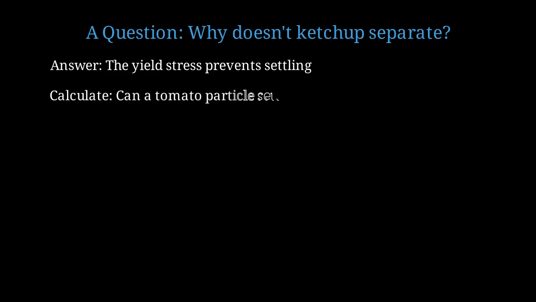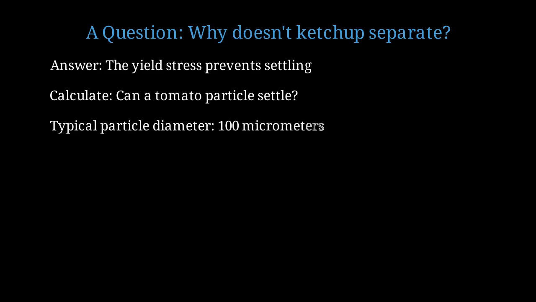Let's calculate whether a tomato particle can settle through ketchup. A typical tomato particle has a diameter of about 100 micrometers, or 10^-4 meters. The gravitational force on the particle is 4/3 π r³ times Δρ times g, where Δρ is the density difference. For our particle, this gives approximately 5 times 10^-10 newtons, an extremely small force.